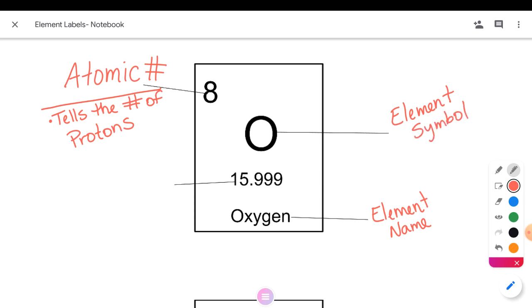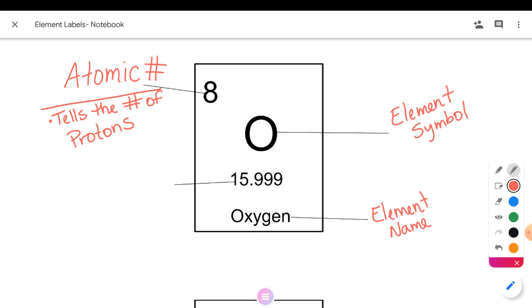And some of the symbols make sense, some of them do not. Okay, so the element symbol for oxygen is O. That one makes sense. For hydrogen, it's H. That one makes sense to us. Find gold or silver. Look on the periodic table for gold or silver. Or iron. What's the label for iron? Iron is Fe.